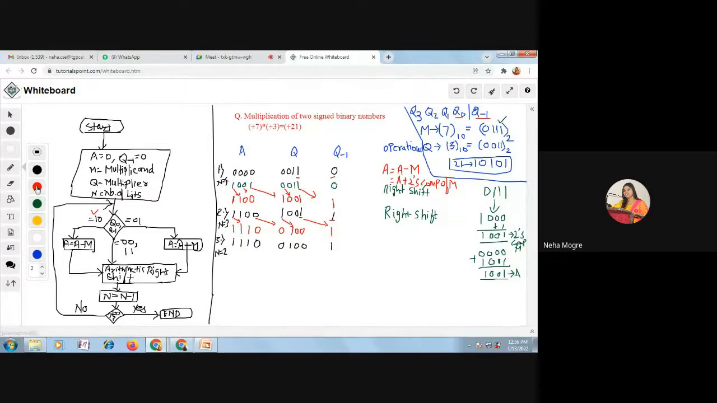Now again check the value of q0 and q minus 1. How many times are we going to perform this? Until the value becomes n equals 0. When n equals 0, you are going to end the problem. Is that okay? Now n equals 2, q0 is 0, q minus 1 is 1. So when the case is 0 1, what do we have to perform? A equals A plus M.